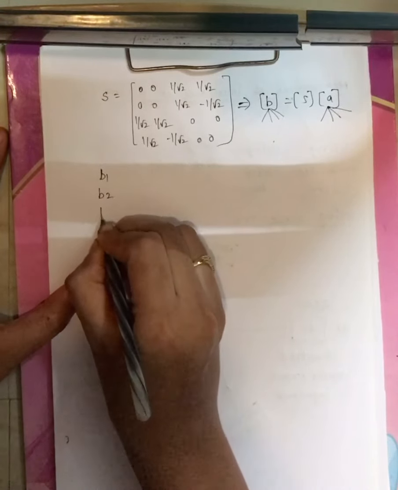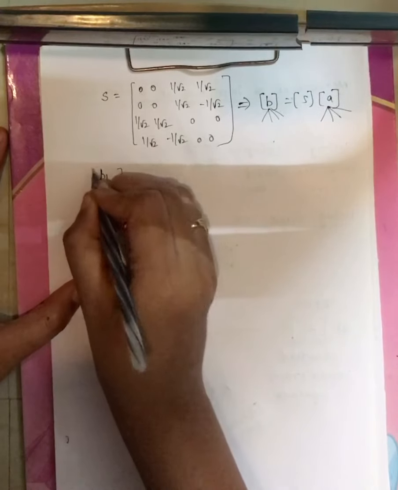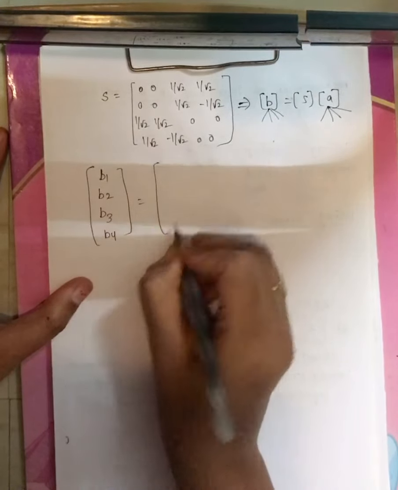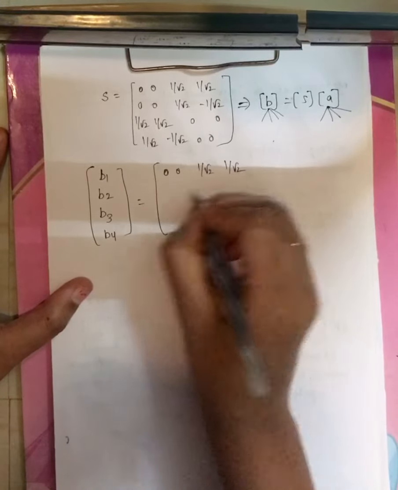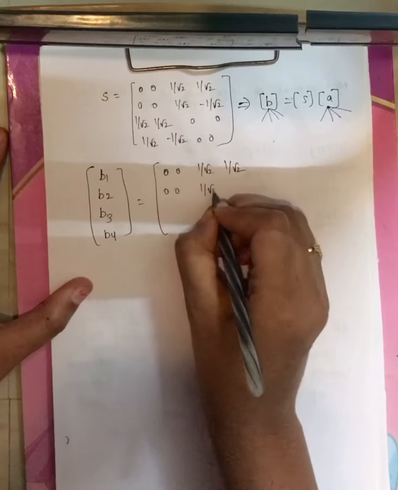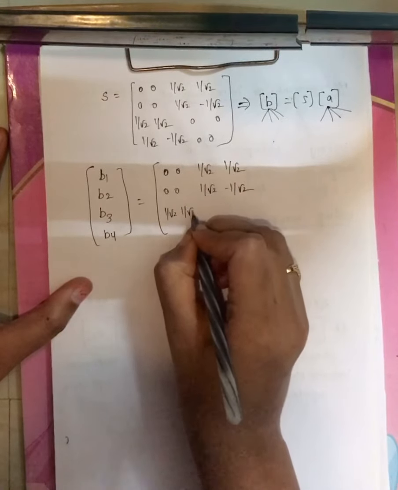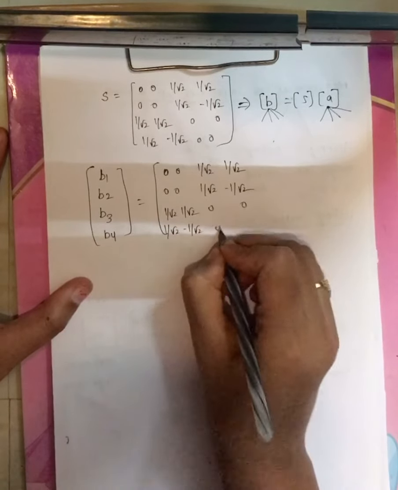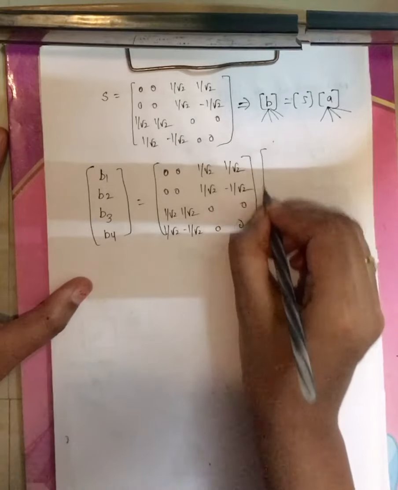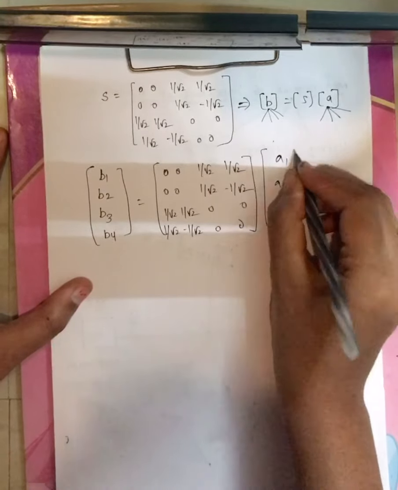Now let us represent it. B1 is your reflected power from port 1, port 2, port 3 and port 4, right? Now this is equal to the scattering matrix of the magic T, that is given by 0 0 1 by root 2, 1 by root 2, 0 0 1 by root 2, minus 1 by root 2, 1 by root 2, 1 by root 2, minus 1 by root 2, 0 0 0 0, into the incident powers at port 1, port 2, port 3 and port 4, right?